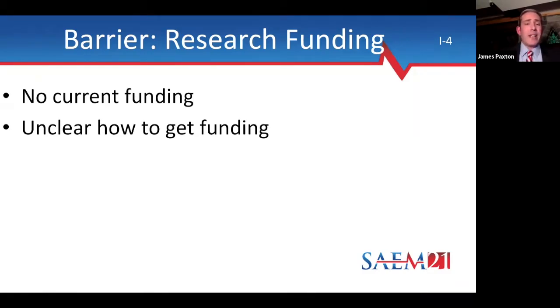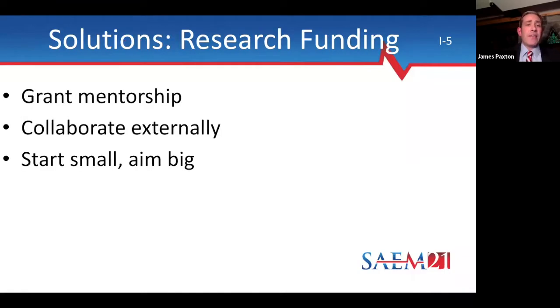So they're not sure how to get funding. At the end of the day, I think that the solution here is to remember that you're not alone, that people in your department may be able to provide grant mentorship and help you learn how to apply and find those funds. But at the end of the day, maybe sometimes you have to collaborate externally and look for people that are outside of your department to help you get there, to figure out where that money can come from.